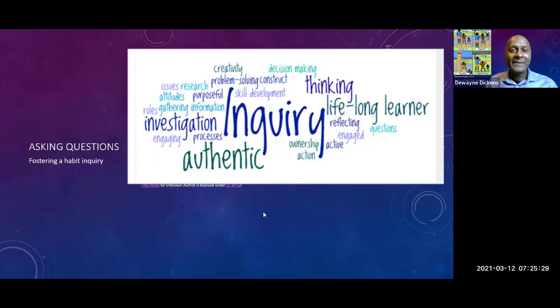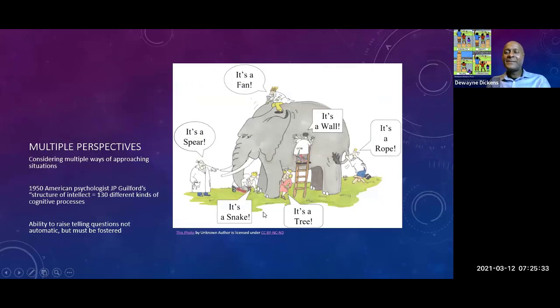That's one trait. Another trait is that students learn, or certainly become much better versed in, the concept of using multiple perspectives to approach a situation, to approach a problem, to consider how they're going to deal with the world. So, in 1950 American psychologist J.P. Guilford suggested a structure of intellect in which he identified 130 different kinds of cognitive processes. And so his acknowledgement is that there are just so many ways that cognitive measures can be considered.